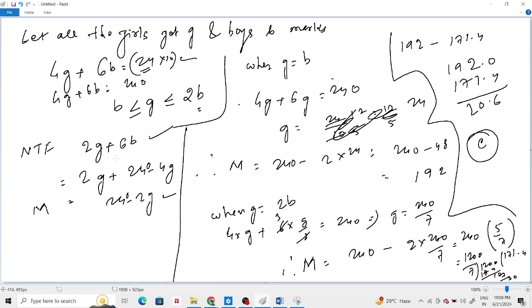What I need to find out? I need to find out all possible values of 2G plus 6B, I mean the number of values for 2G plus 6B. Now 6B is what? 6B is 240 minus 4G. Why? From here. Okay, so what do I get?